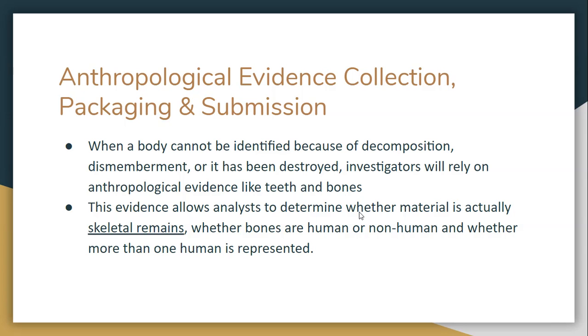Anthropological evidence is kind of unique. You're going to run across this when you have a body that has decomposed to the point that it is unrecognizable. It could be severely decomposed, it could be dismembered, or it's been destroyed in some way. And so they're going to rely on the teeth and the bones to try to figure out what happened. And so you're going to have to call in a specialist, a forensic anthropologist, to collect this evidence and determine whether it really is human or animal bone, or if you've got more than one human involved.